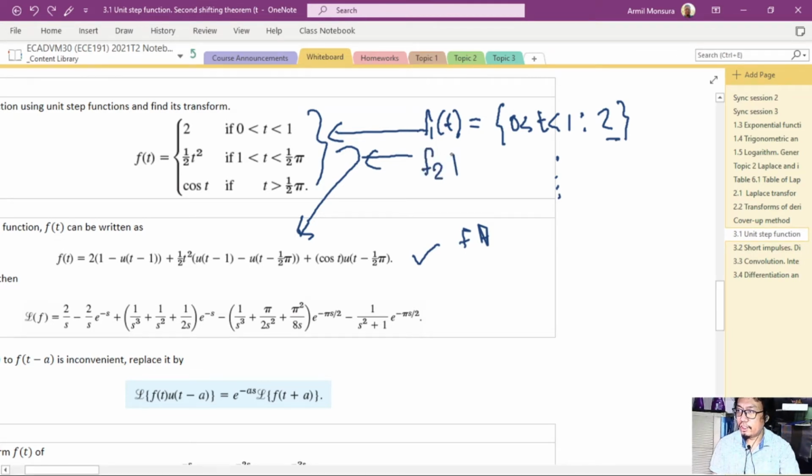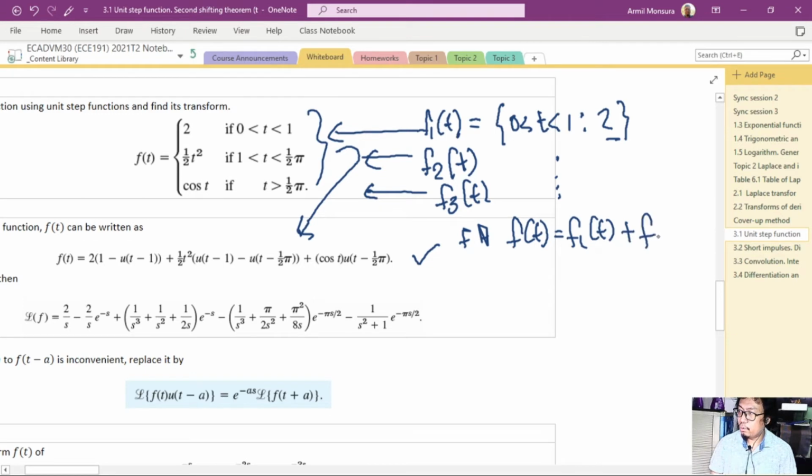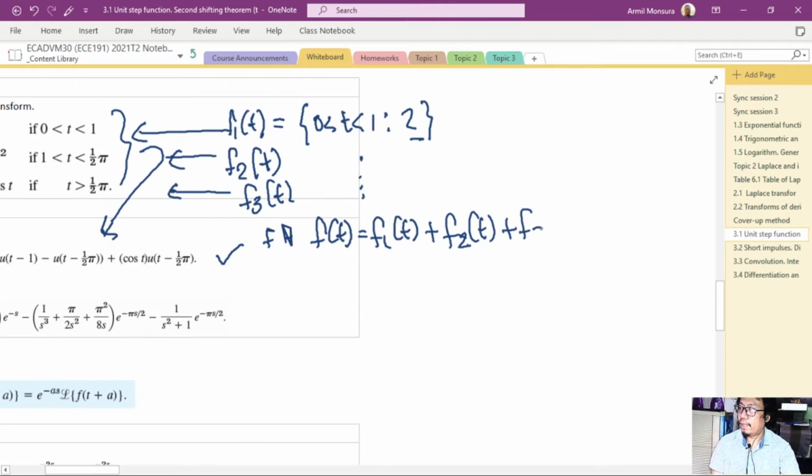Okay, the third interval is assigned to f3. Now, in order to combine them so that they appear as a single graph, you need to add them. So you need to produce f of t equals f1 of t plus f2 of t plus f3 of t. So that's one way that you can graph this function.